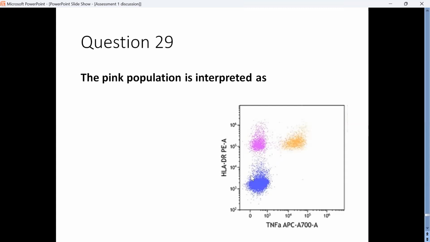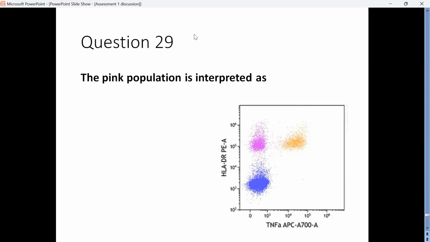Whereas the blue color population is negative for both TNF alpha and HLA-DR. And the sandal color population is positive for TNF alpha as well as HLA-DR. So it is double positive, and the blue one is double negative. Whereas the pink color population is positive only for HLA-DR and negative for TNF alpha.